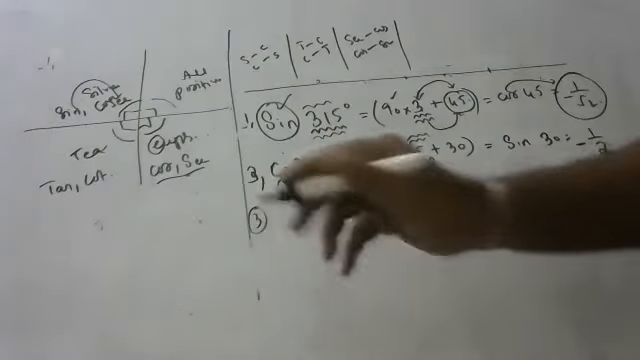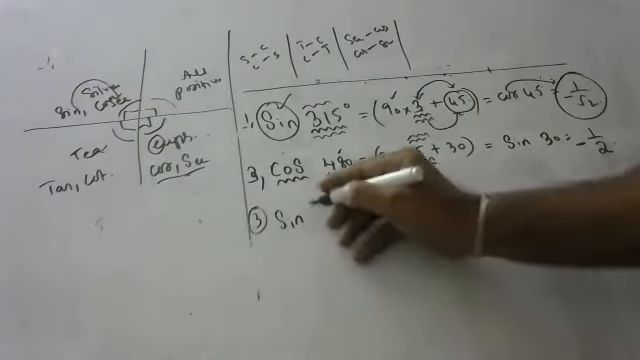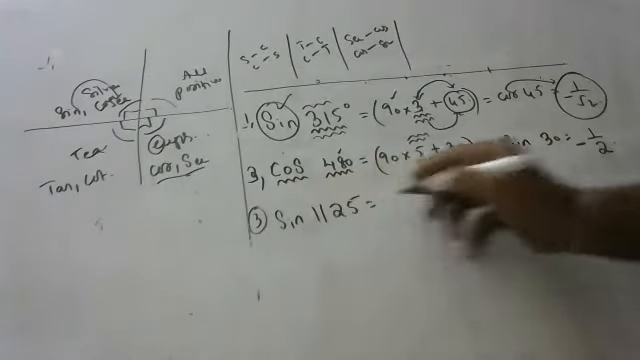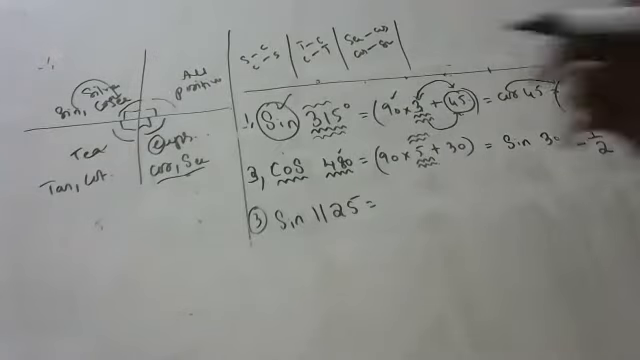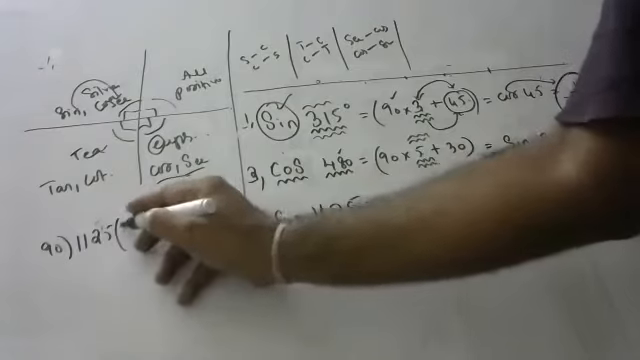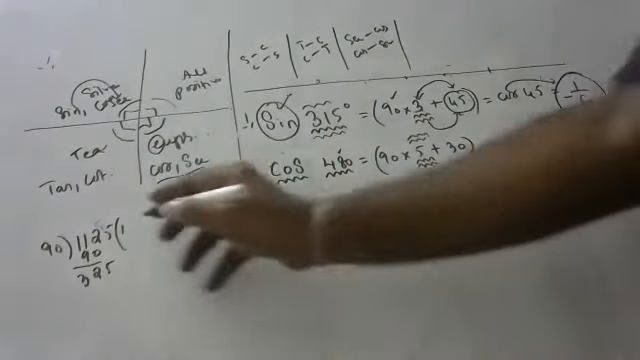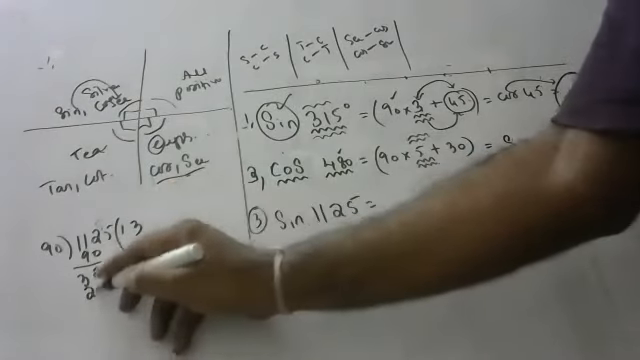One more sum also I will tell. A little bit bigger angle I will take, children, so that you will become more confident regarding this. Sine 1125. Big angles, sine 1125. First, you have to divide with 90, as I said. 1125. 90 ones are 90, 90 twos are 180, 90 threes are 270.